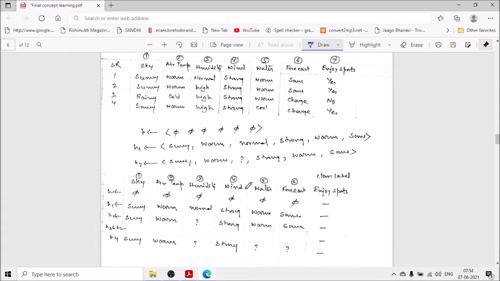So just see the example, the Find-S algorithm. Now we can see the Find-S algorithm. There are 4 data rows, and 6 attributes: sky, air temperature, humidity, wind, water, forecast, and this is our class label. I have already told you that I have taken it from the Tom Mitchell book. So here 6 attributes are there, and one class label.